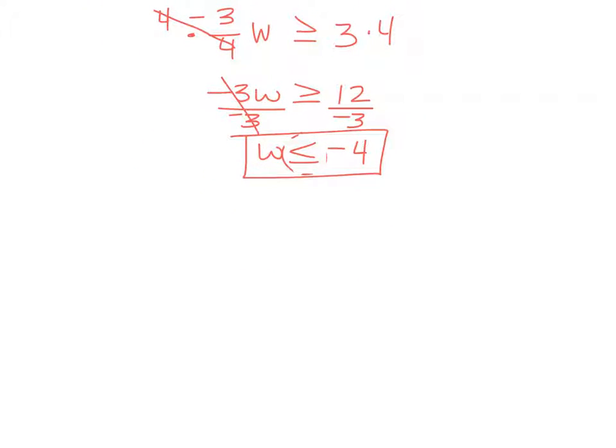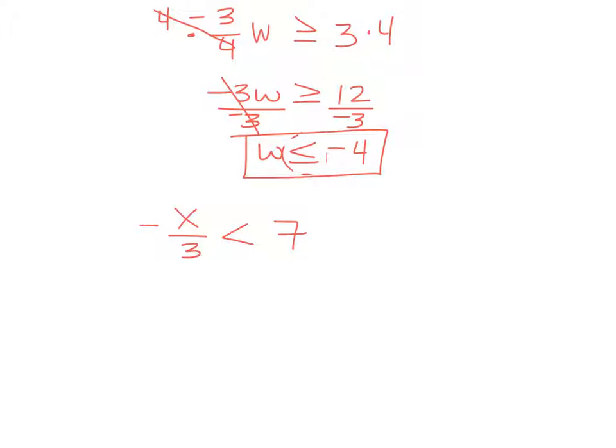If I give you -x/3 is less than 7. Okay, what do I need to multiply both sides by? Ryan, you with me? Be with me. What do I need to multiply both sides by?